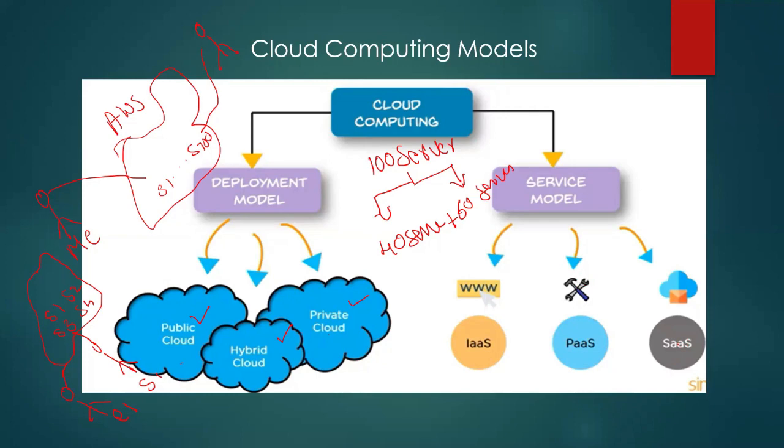Then we have software as a service. Here, cloud providers will give you ready-made software. For example, Gmail. Gmail is a software as a service. Salesforce.com is a software as a service. Now, SaaS will provide ready-made software. You can take it and you can use it.